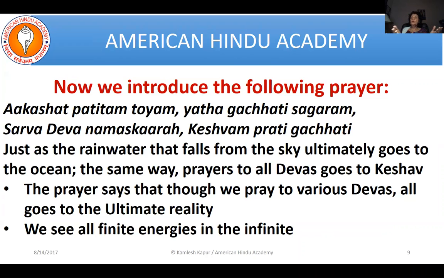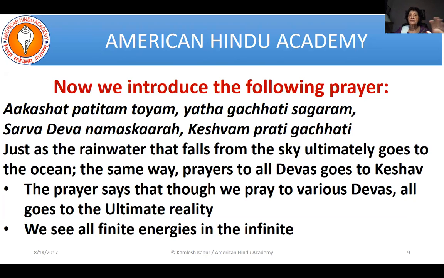Then there is no difference between you explaining to the children as Hindus and outside people in Western countries explaining Hinduism to Hindus. So it makes no sense. The prayer says that though we pray to various devas, it goes to the ultimate reality. We see all finite energies in the infinite.